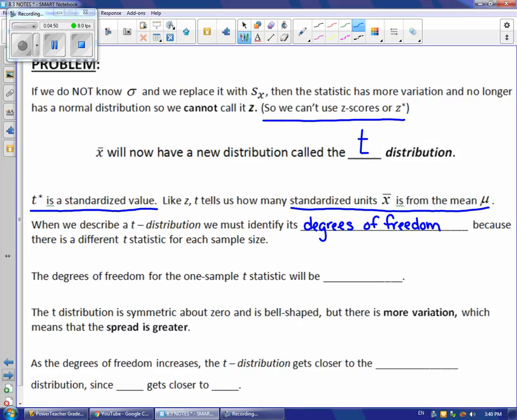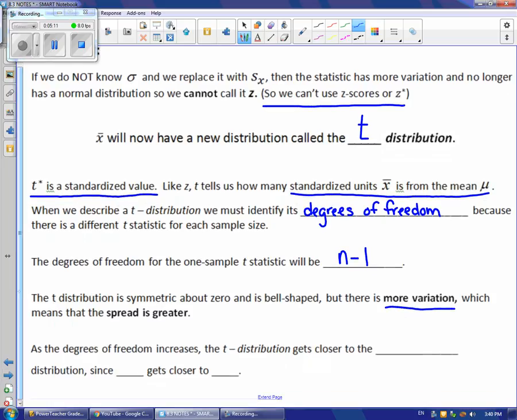The degrees of freedom for the one sample t-distribution is n minus 1. The t-distribution is symmetric about 0 and is bell-shaped, but there is more variation, which means that the spread is greater. Centered about 0, greater spread. As our degrees of freedom increase, the t-distribution gets closer to the normal distribution, since t is getting closer and closer to z.